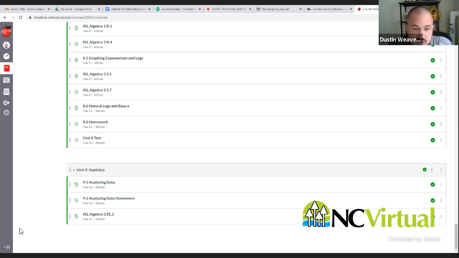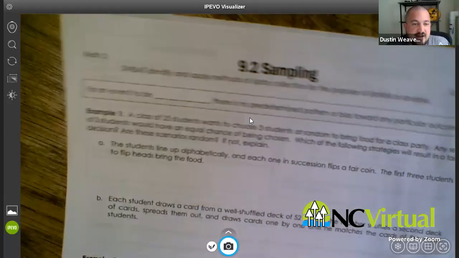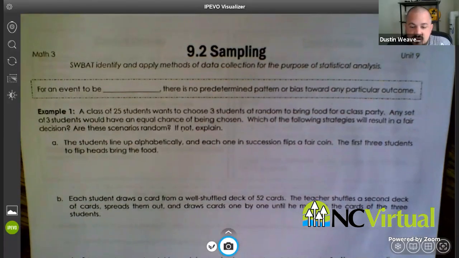So let's go to, I'm going to share with you my page today. If you'll turn with me to 9.2 sampling. So this is section 2 of our 9th unit.